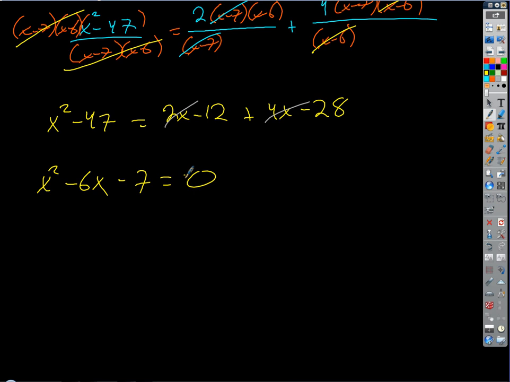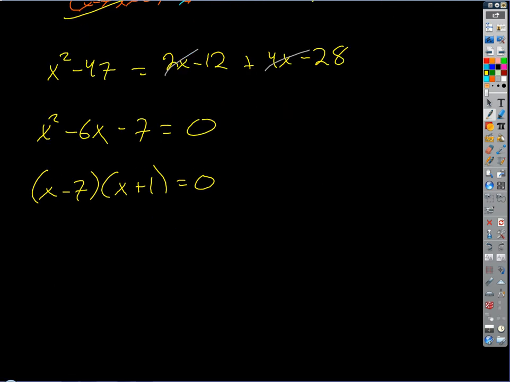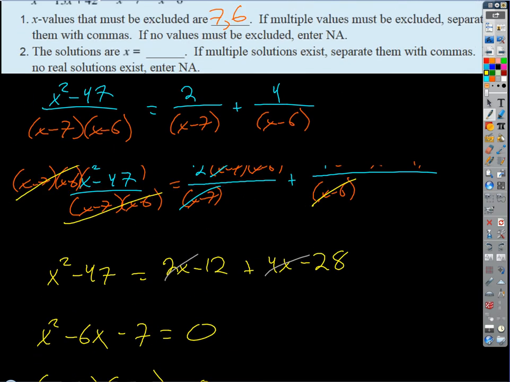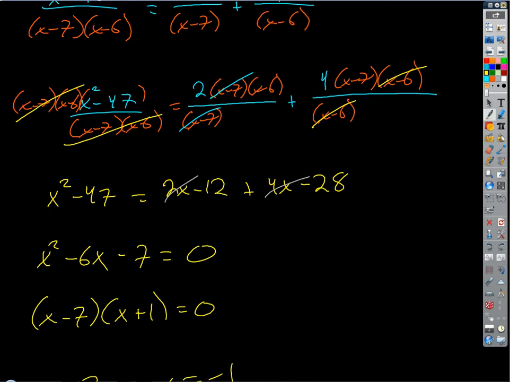Does that work? Okay, so then what's this factor into? Let's solve this by factoring. x minus 7, x plus 1, right? Okay, so what do we get for our zeros then? Okay, are those both good? What's wrong?